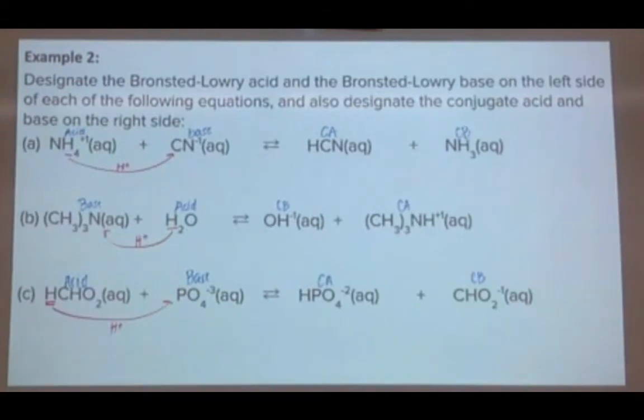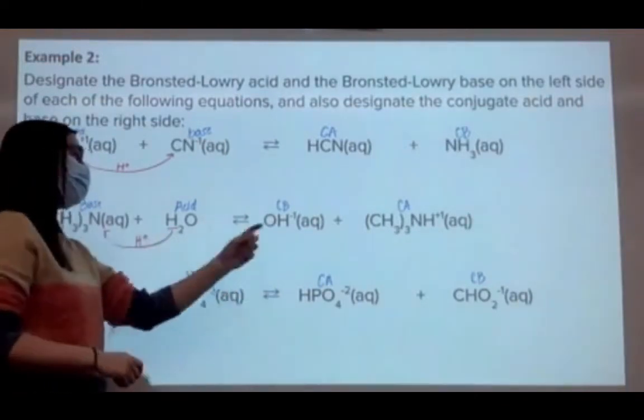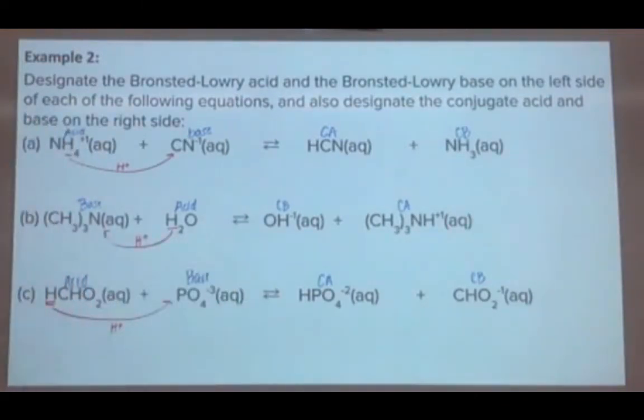So in B, water is actually the acid, because if you look from the left to the right, it goes from H2O to OH-, so it has to lose an H+. And then across the arrow, if H2O is the acid, OH- is the conjugate base.